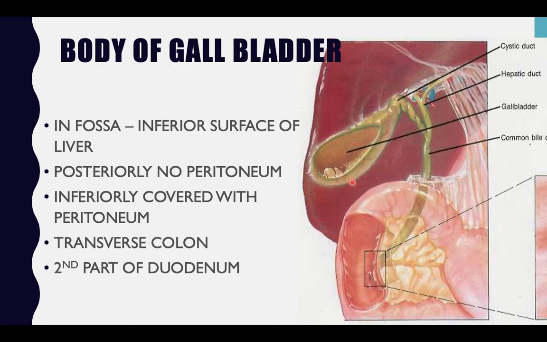It is related to the second part of the duodenum. This is the duodenum actually. Of course, the transverse colon is removed here. Only the duodenum can be seen here. So this part is related to the body of the gallbladder.